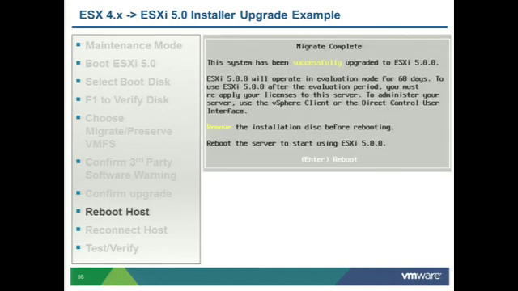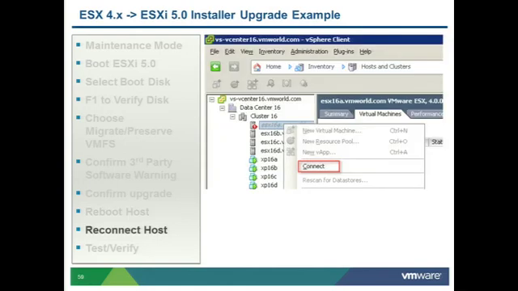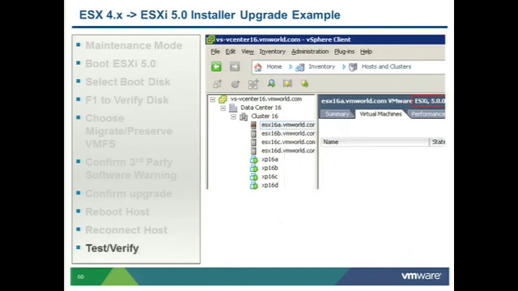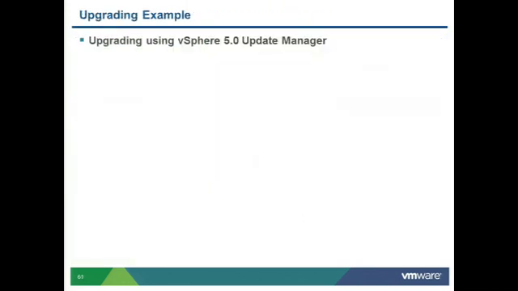Confirm your upgrade. When the upgrade's done, you unmount it, you reboot it. The host boots up as 5.0, you go into vCenter, you reconnect. When you reconnect, it will reconnect in maintenance mode. Verify the configuration, play with it, make sure it looks good, make sure you're comfortable, and then you're done. So as you can see, upgrading is very, very slick, very straightforward, as long as you meet those requirements.